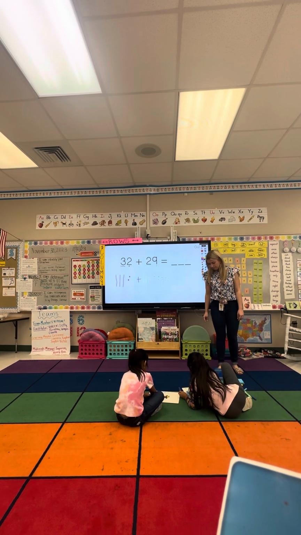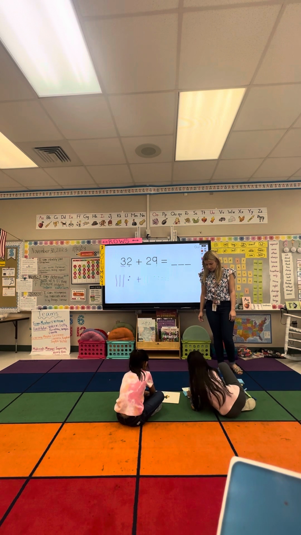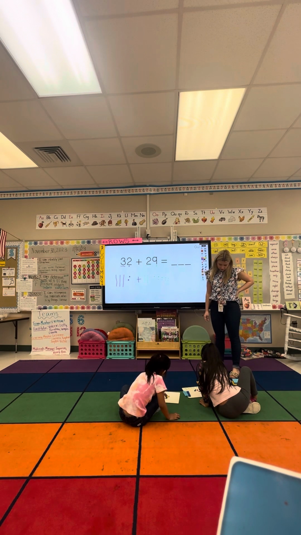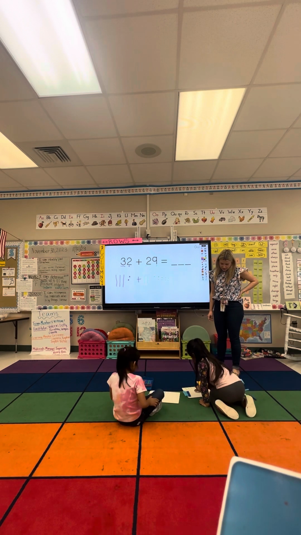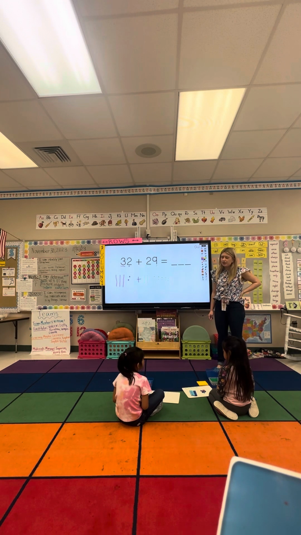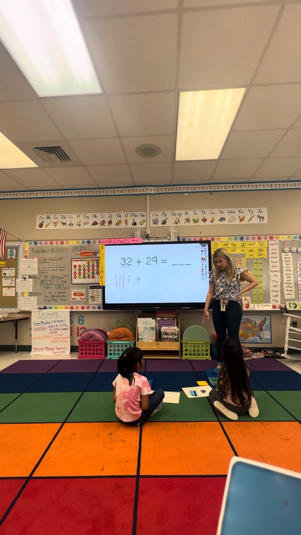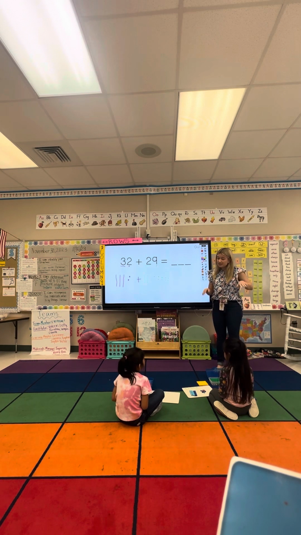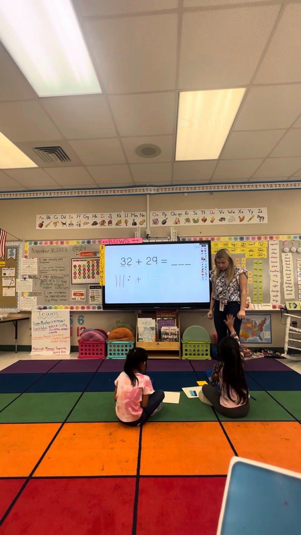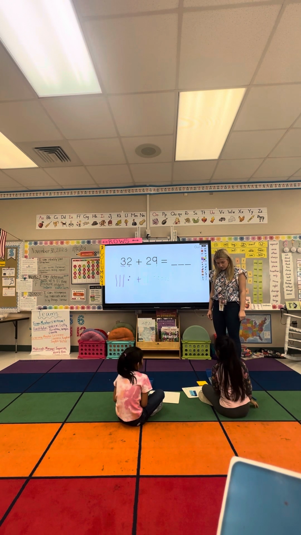10, 20, 30, 40, 50. 11. Okay. So what do you guys notice? I noticed I have 11 cubes. 11 cubes. What do we think about the number 11? Is it more than 10 or less than 10? More than 10. So if we have more than 10 ones, what can we make? A 10.